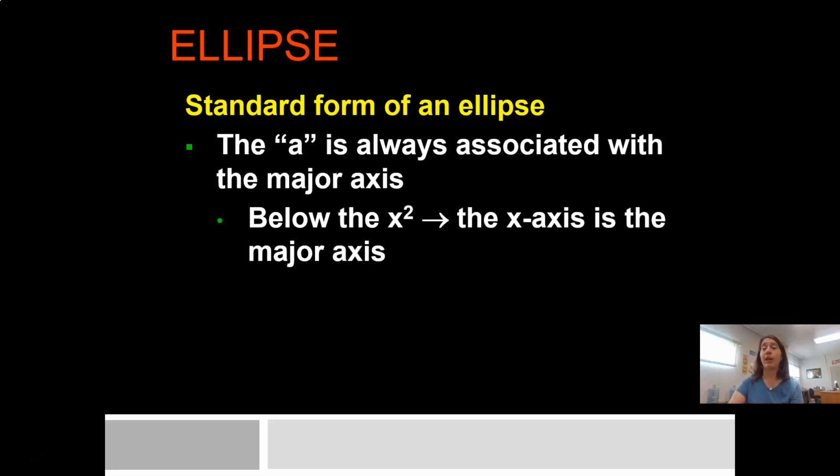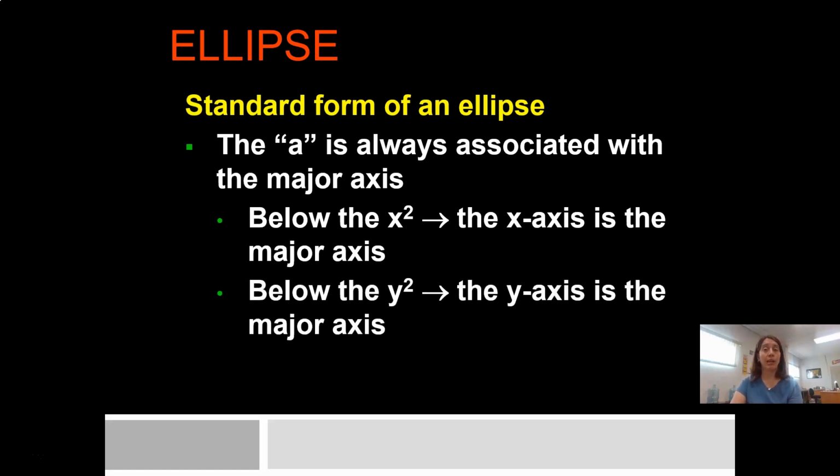If you notice that the letter A is underneath the x squared, like in the first equation that said x squared over a squared, then the x-axis is going to be your major axis. Well, then the converse would have to be true. If the letter A is underneath the y squared, like the second equation I showed you, where it said y squared over a squared, then the y-axis is going to be the major axis.